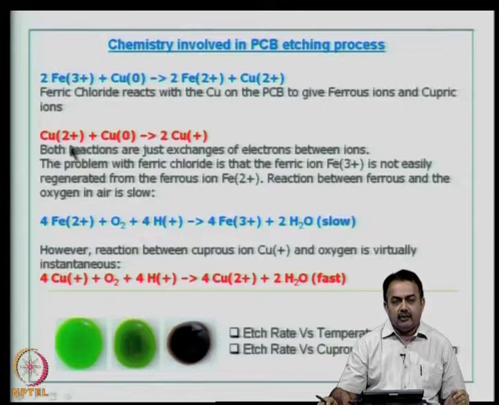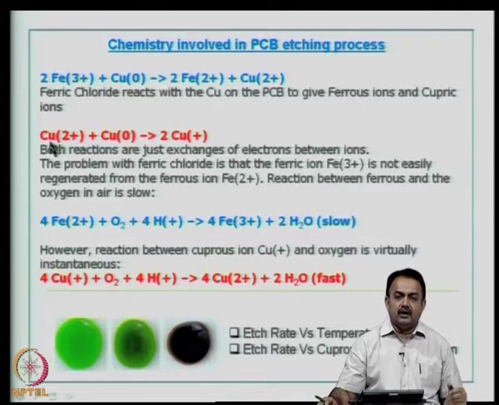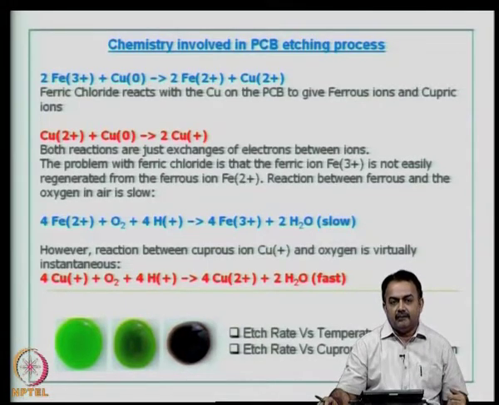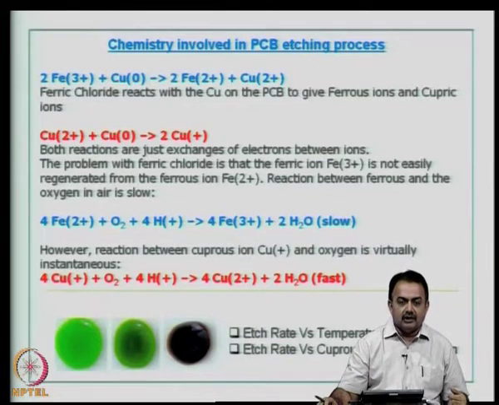In the case of cupric chloride, where copper is Cu2+ and it reacts with copper on the PCB, copper 0, you get cuprous ions Cu+. Therefore, here again, as I mentioned earlier, you have to regenerate Cu+ to Cu2+ to start the reaction, or increase the shelf life, or extend the bath life of this particular cupric chloride.